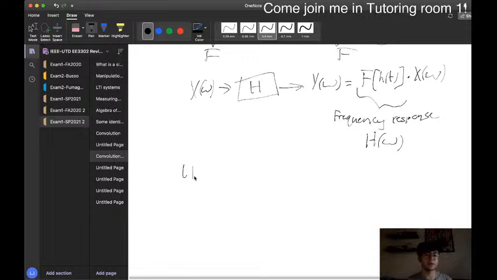Because notice that h of omega, since we're just multiplying these two spectrums, is y of omega over x of omega. So you might actually encounter some problem that asks you to figure out what the system is actually doing. This is one way that you can figure that out.